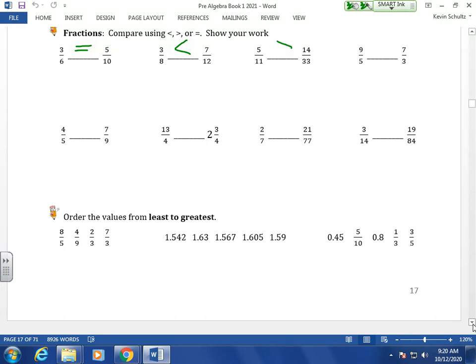5/11 is greater than 14/33. You probably used equivalent fractions. You rewrote 5/11 as 15/33, right? Which is greater than 14/33.